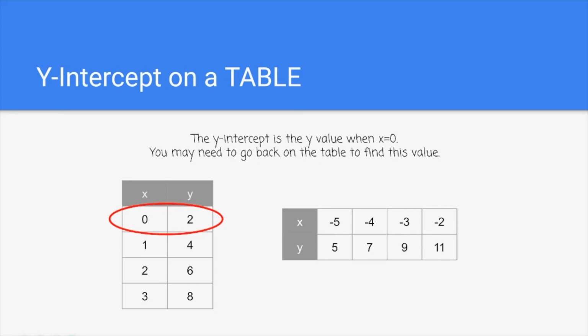On the next table, I don't have a 0 value for x, but if I continue my pattern, I would have -1, 13 as the next set of values. And now I've got 0, 15, which means my y-intercept happens at 15.